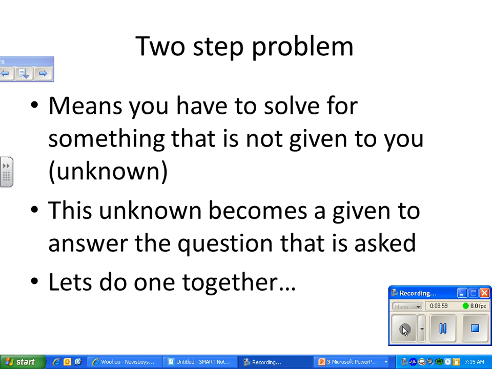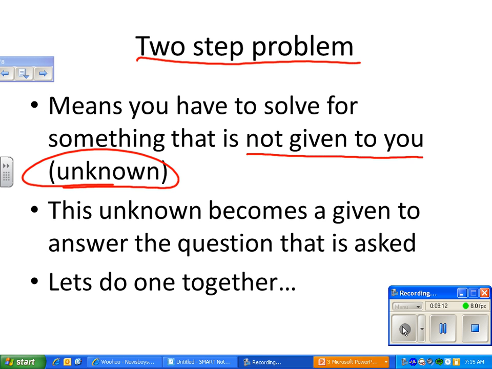The next problem is what I like to call a two-step problem. That means you have to solve for something that is not given to you. In other words, you have to kind of guess twice, almost, because you have one unknown that you're going to solve for, and once you solve for that, it becomes a known to help you solve the problem.